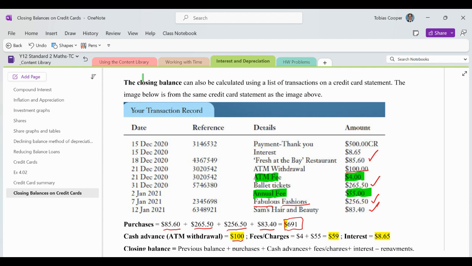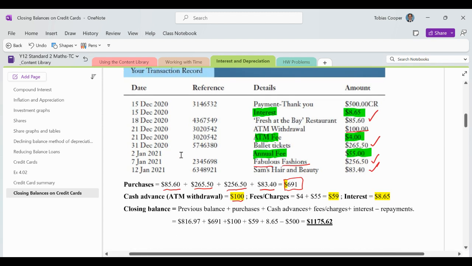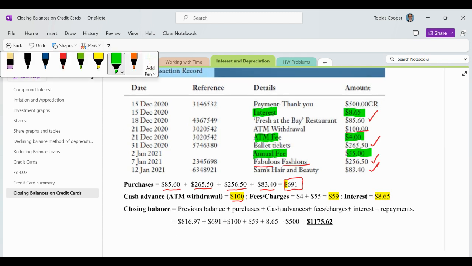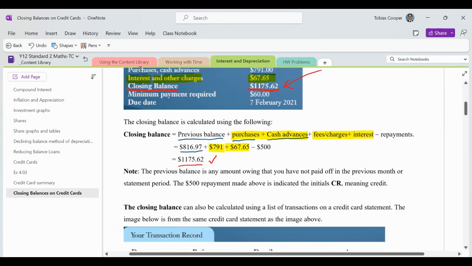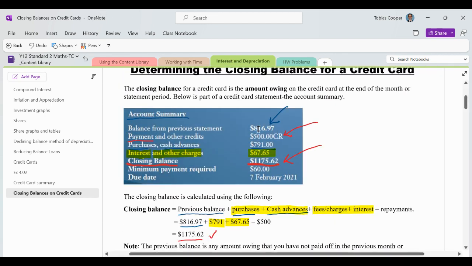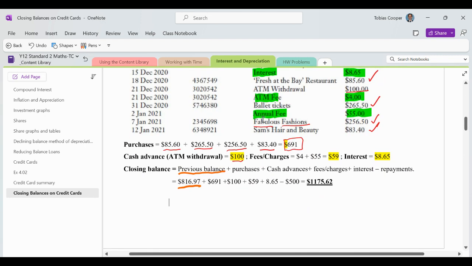Okay, and last of all, we're going to look at the interest. Now the interest is here, and that's a total of $8.65. All right, so we're going to use the same formula now to calculate the closing balance. So closing balance is previous balance. We already know that's $816.97 because if you go up here, you can see it. There it is, $816.97. Then we're going to add our purchases.